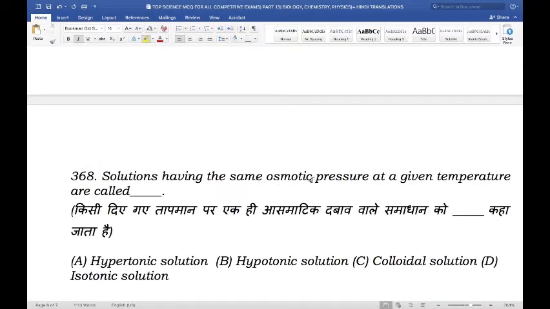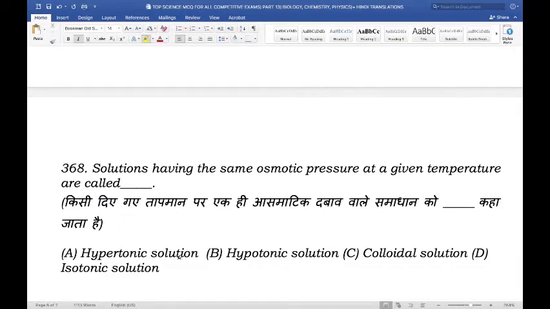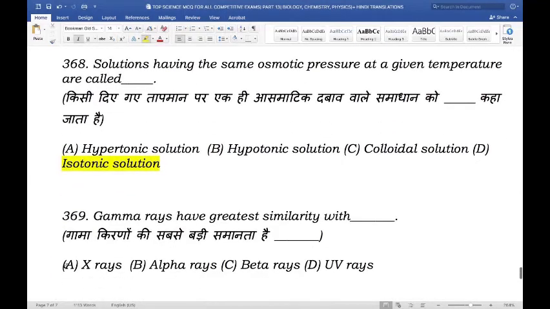Solutions that have the same osmotic pressure at a given temperature are called. So when solutions have the same osmotic pressure at a given temperature, it is called. Is it hypertonic solution, hypotonic solution, colloidal solution, or isotonic? And the right answer here is isotonic solution.